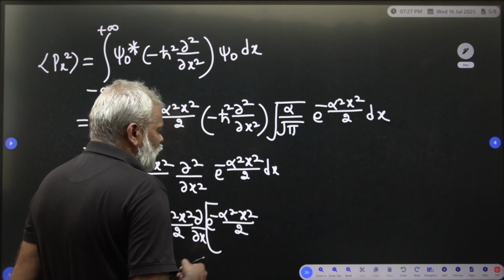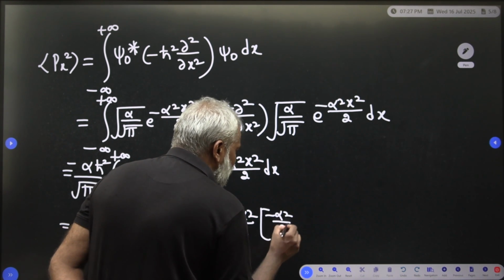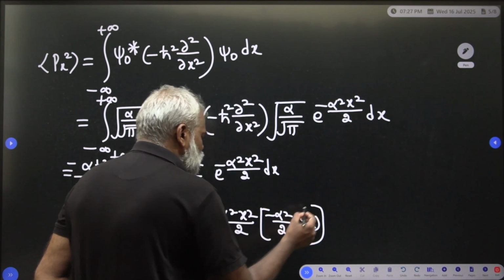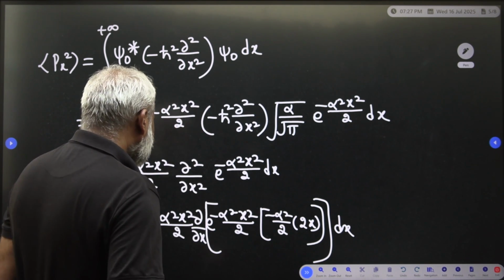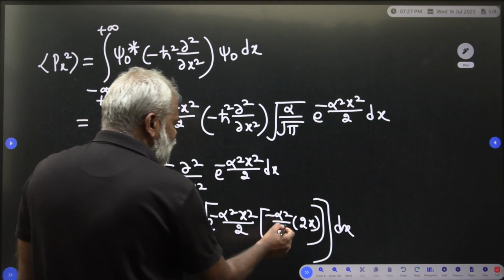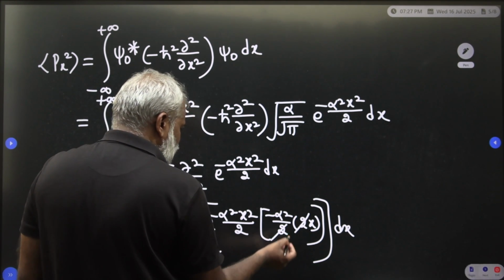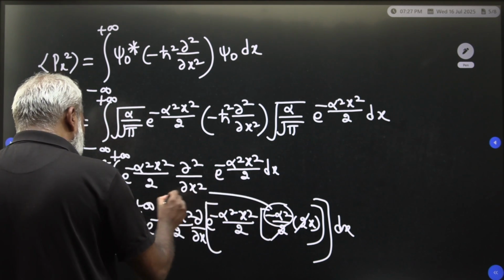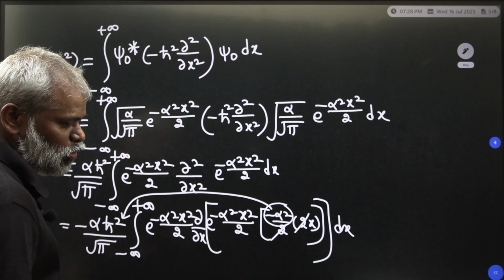Again you have to differentiate, so minus alpha square by 2 into 2x you are going to get. So this is the expression you have to get into dx. Therefore the 2 and 2 get cancelled, we have to take this alpha square, minus alpha square you have to bring outside, that is plus alpha cube you have to get.